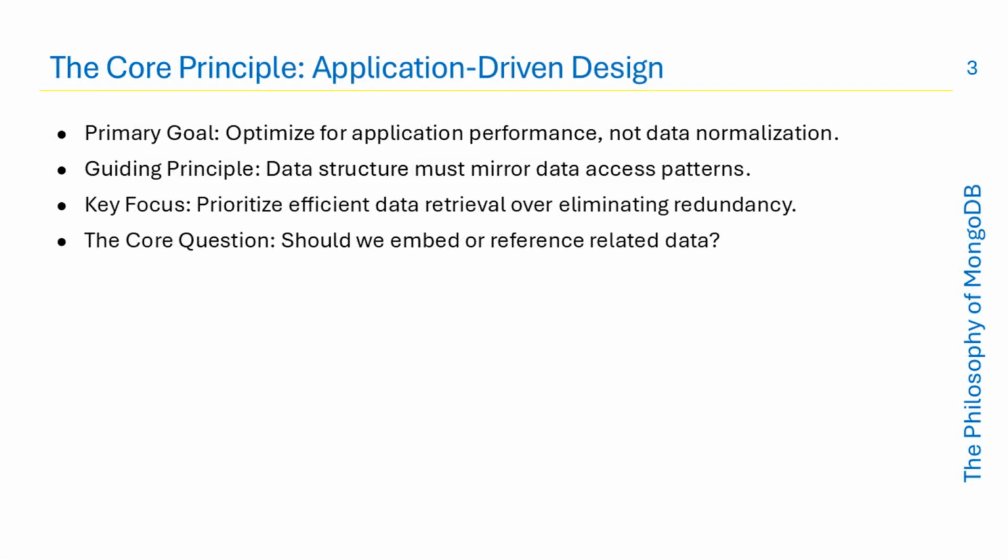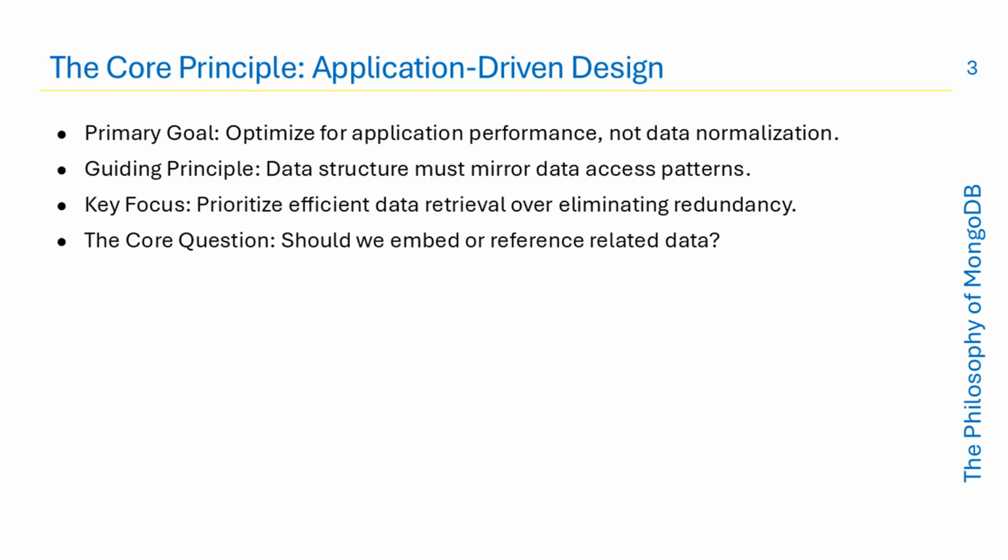Let's begin with the core philosophy, which represents a significant paradigm shift from the relational world. In SQL, we are rigorously trained to normalize data, to eliminate redundancy at all costs by splitting data into multiple tables. MongoDB's philosophy is fundamentally different. The primary goal is not theoretical data purity, but practical application performance. The guiding principle is simple yet powerful. The way you structure your data should be a direct reflection of how your application will query and use that data. Instead of starting with the data, we start with the application's use cases.